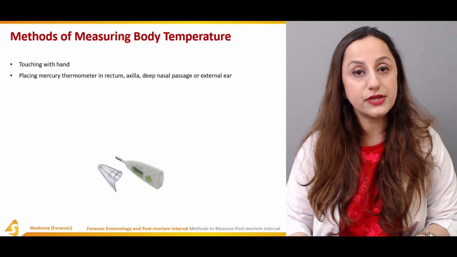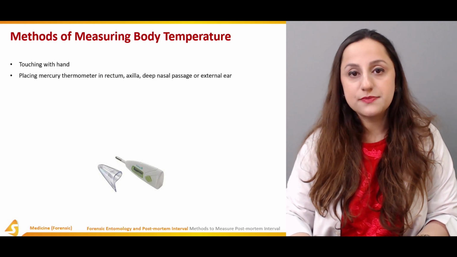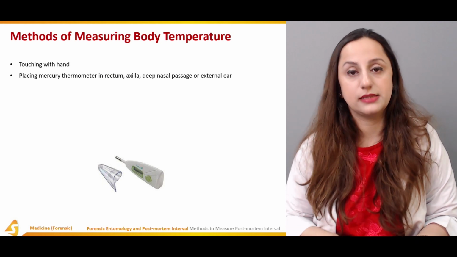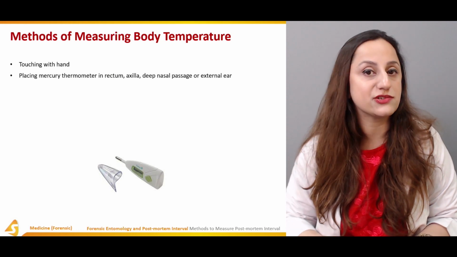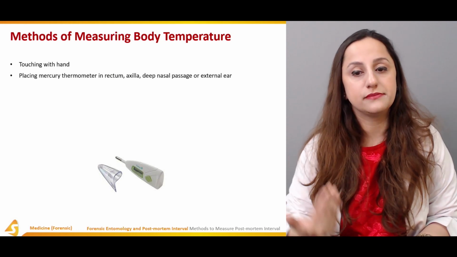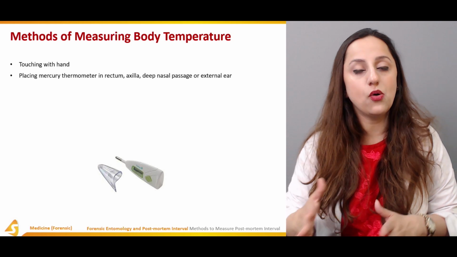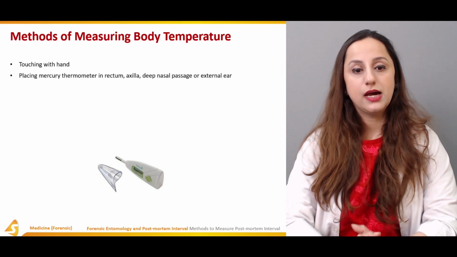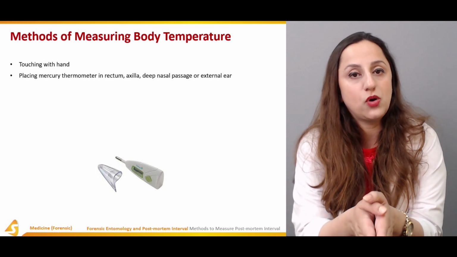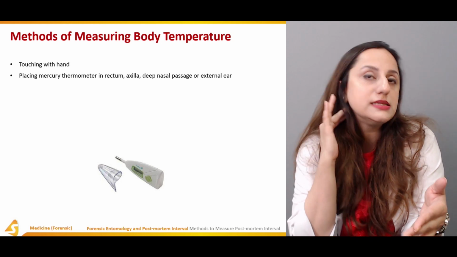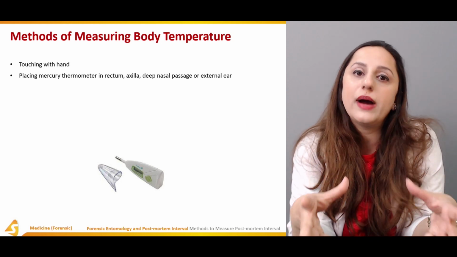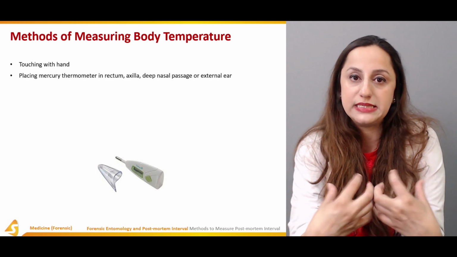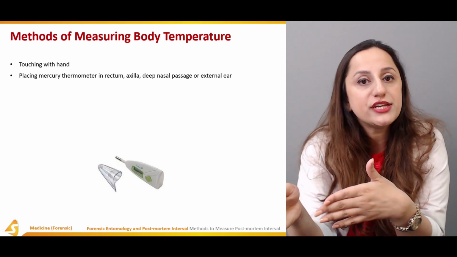Then, placing the mercury thermometer. We can place this mercury thermometer in the rectum, in the axilla, in the deep nasal passages, or in the external ear. All of these methods are employed. Now, regarding placing the thermometer in the rectum, we have to identify what the crime scene was and what it is pointing towards.